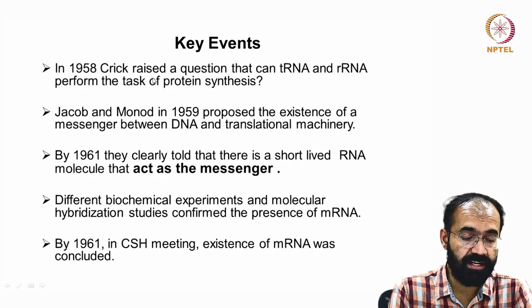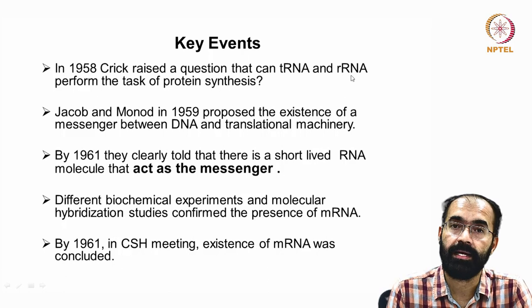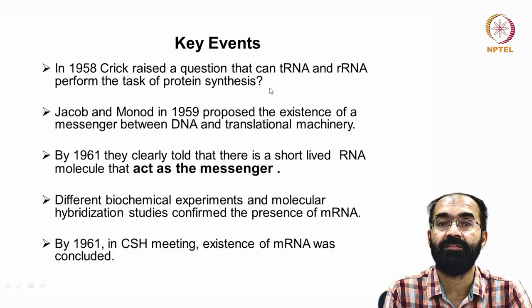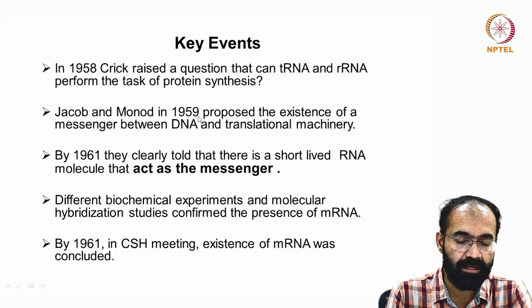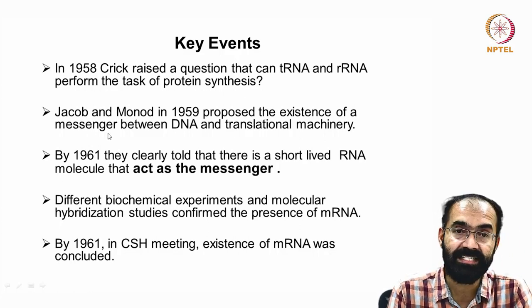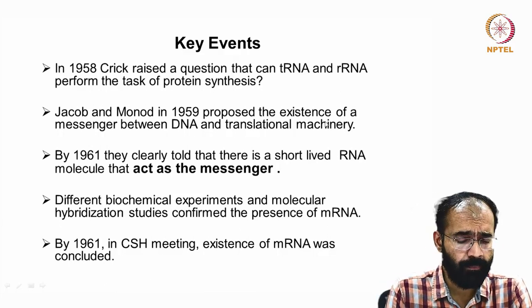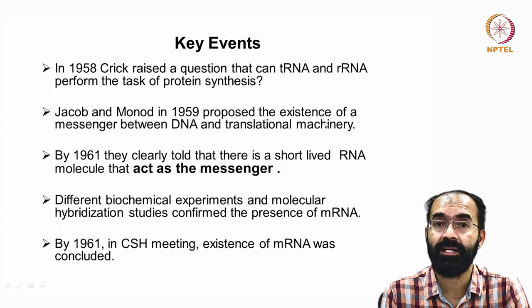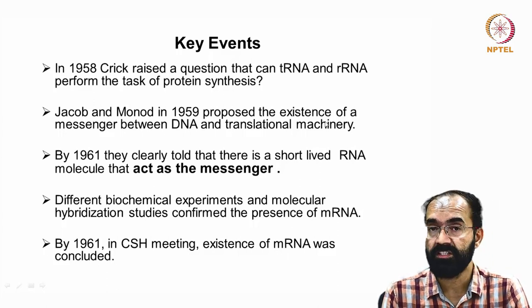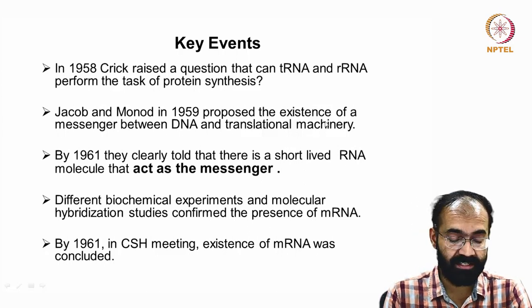In 1958, Francis Crick raised a question: can tRNA, or transfer RNA, and rRNA, or ribosomal RNA, perform the task of protein synthesis? He asked this question because evidences were supportive of these facts. Later, Jacob and Monod in 1959 proposed the existence of a messenger between DNA and the translational machinery. What it says is that DNA does not get converted into protein directly; there has to be an intermediate. We didn't know who that intermediate was. Now we know it is messenger RNA, but there could have been a messenger in between.